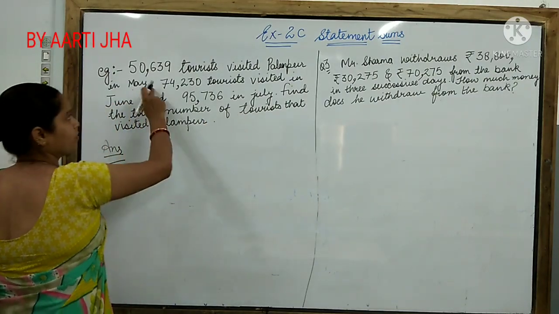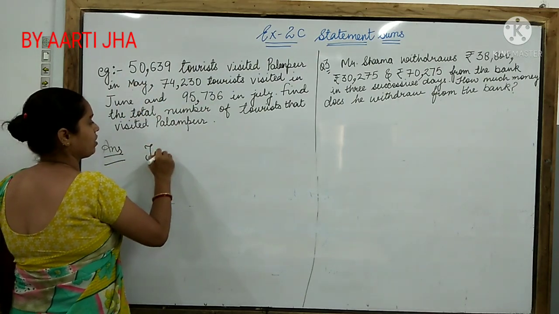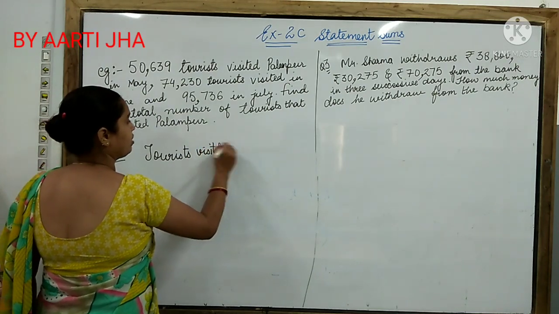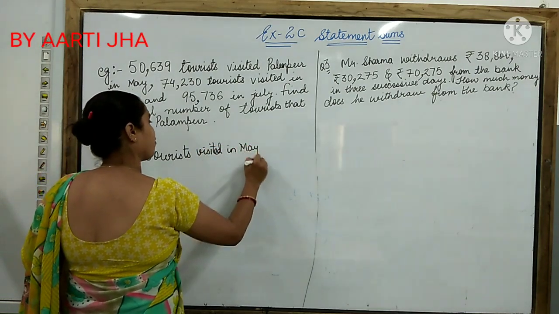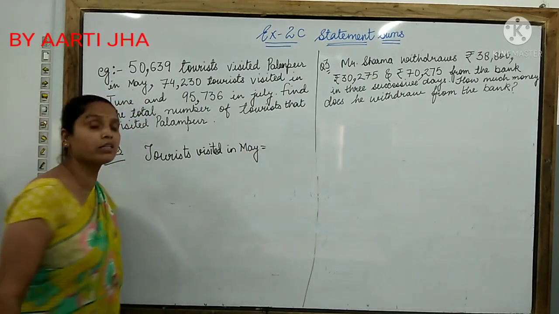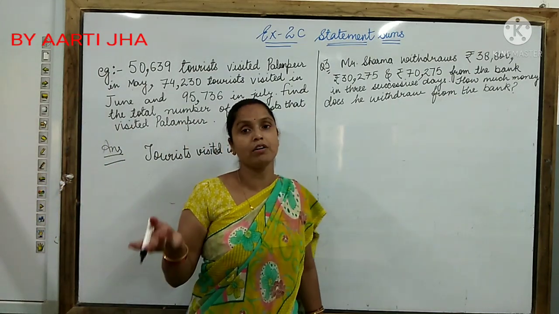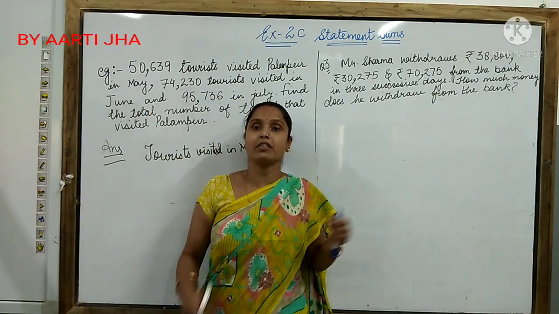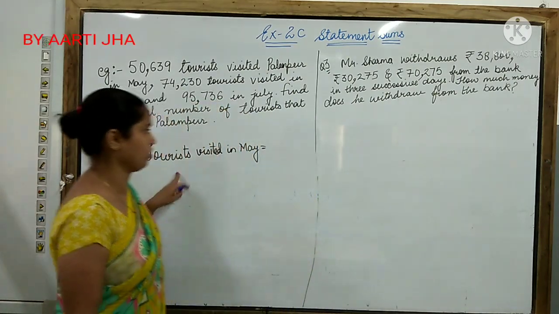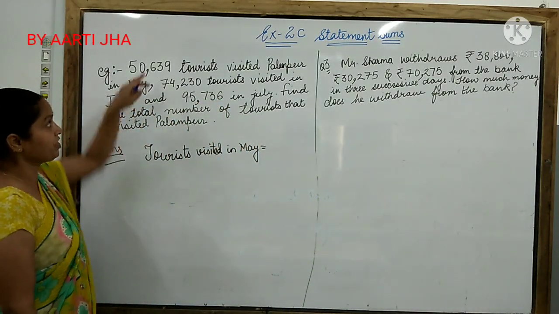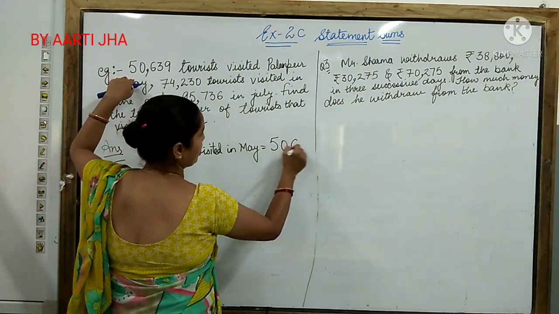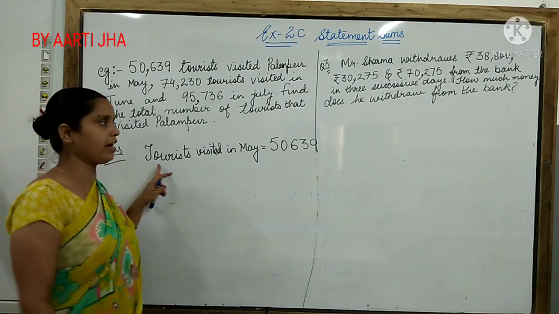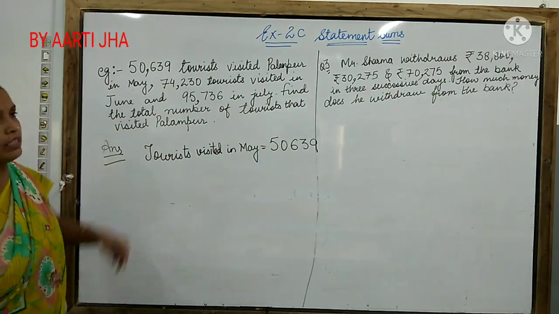So I understood from the first line: tourists visited in May. In the month of May, how many tourists, and who are the tourists, children? Tourists are the people who are going to visit any places, the people who are having a journey. So tourists visited in May, how many visited? 50,639. So what I have understood in the first line I have written. Now let's begin with the second one.